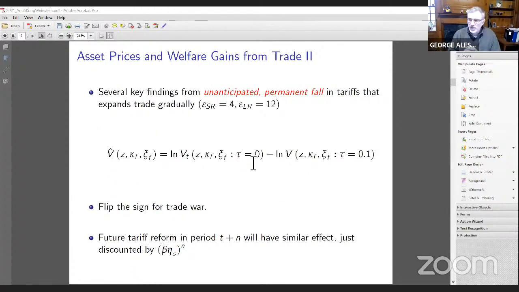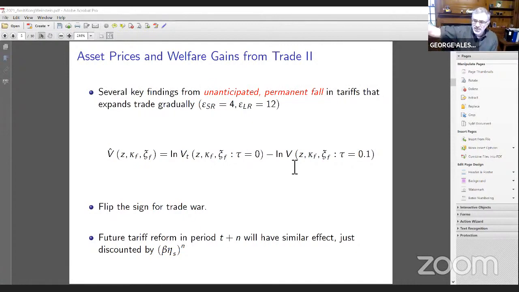Okay. So again, I'm going to look at what the asset price implications are in this model of an unanticipated permanent fall in tariffs that's going to expand trade gradually, with a short run elasticity of 4 and a long run elasticity of 12. And as I said, we can think about the change in asset prices of a particular firm with technology Z, fixed export cost KF, and some shipping costs psi F. And we're going to look at what's the value of that firm on impact when tariffs go from 10% to 0. So that's what this change in asset prices is. Okay. So again, for David, you just have to flip the sign. That's going to be a trade war.